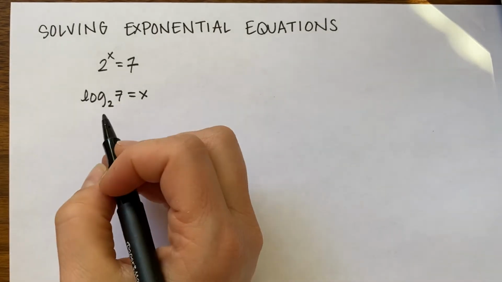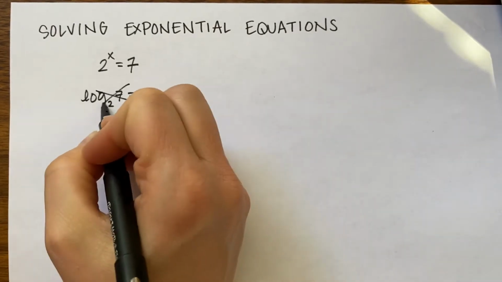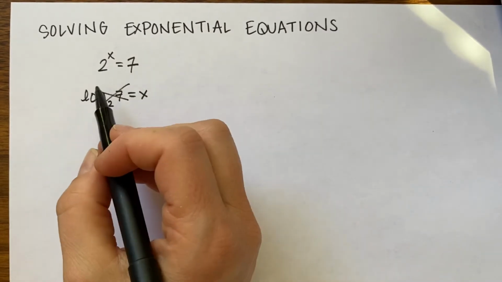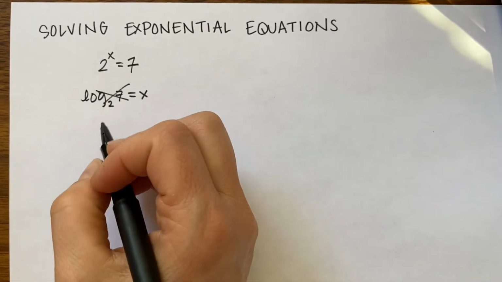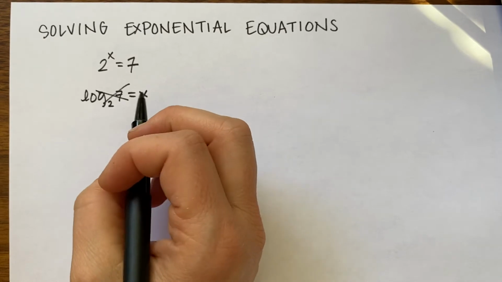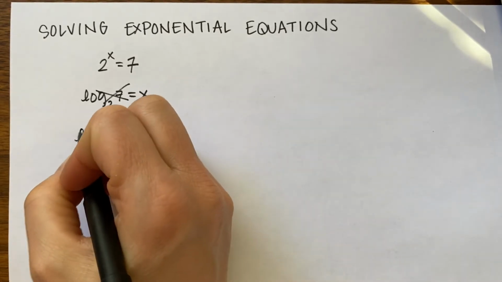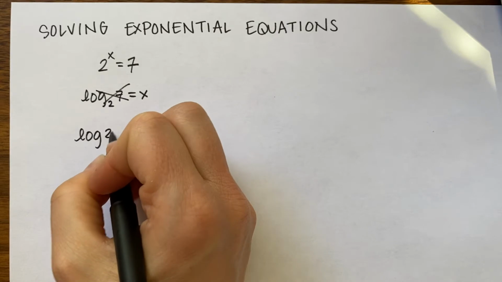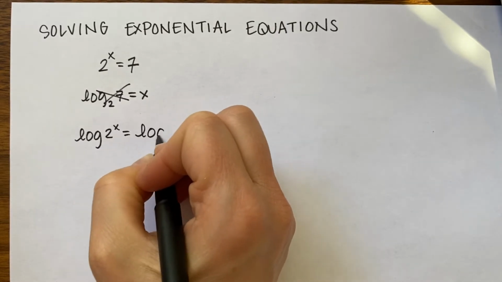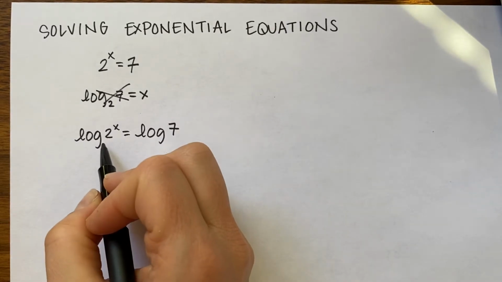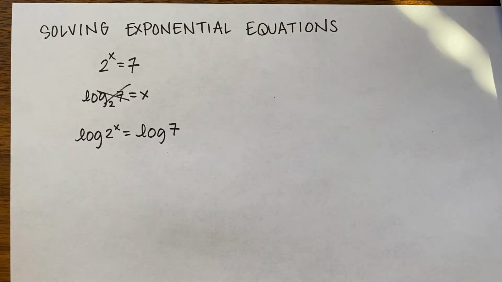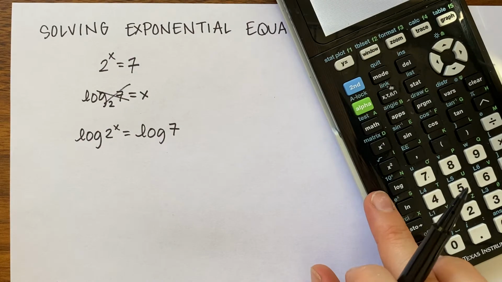So what we might instead think about doing is taking the log of both sides. Now I know that sounds weird, but remember, whatever we do to one side of the equation, we must do to the other. The log of 2 to the x is equal to the log of 7. Now I'm using the common log, a hidden little invisible base 10. The reason I'm doing that is because on my calculator, I have a log button, and that's the common log.